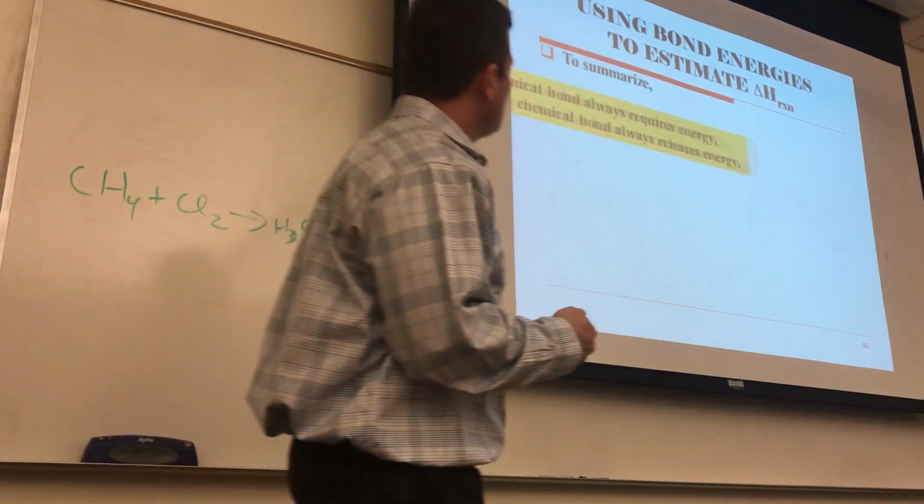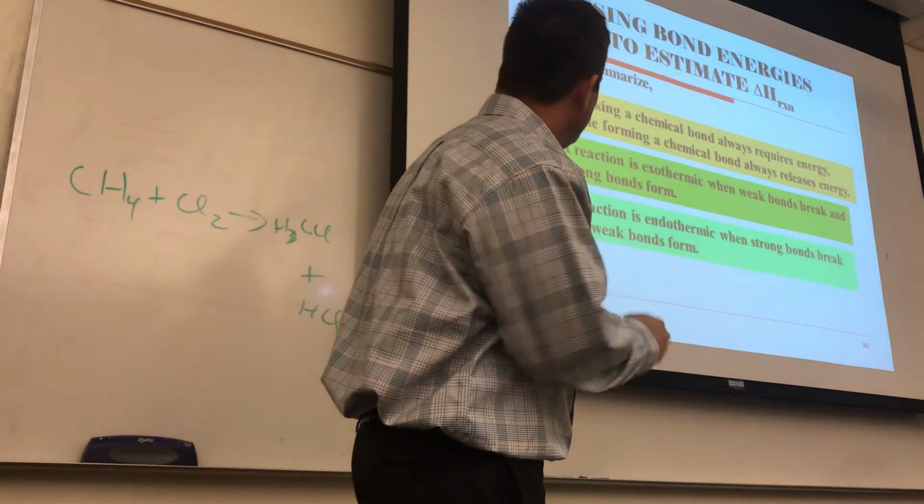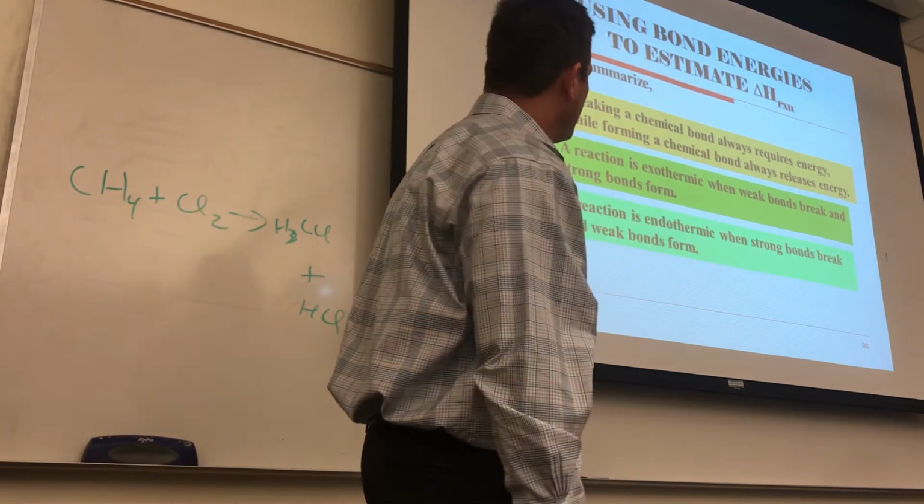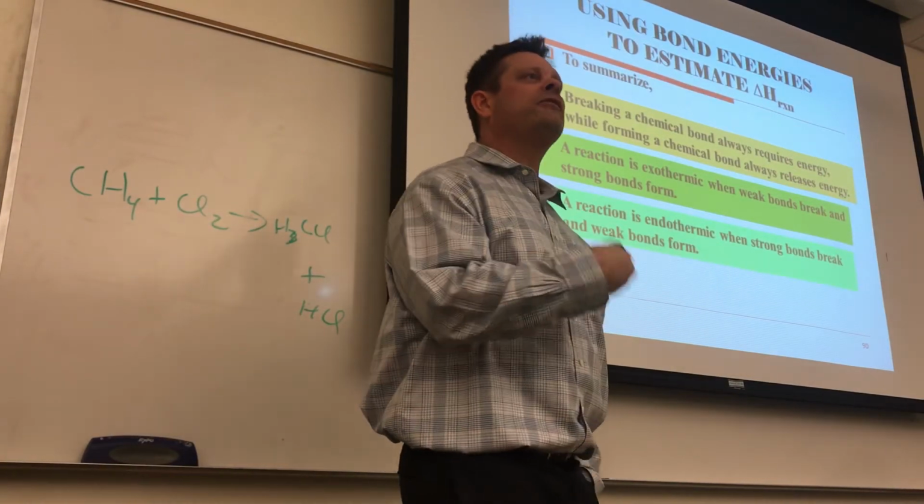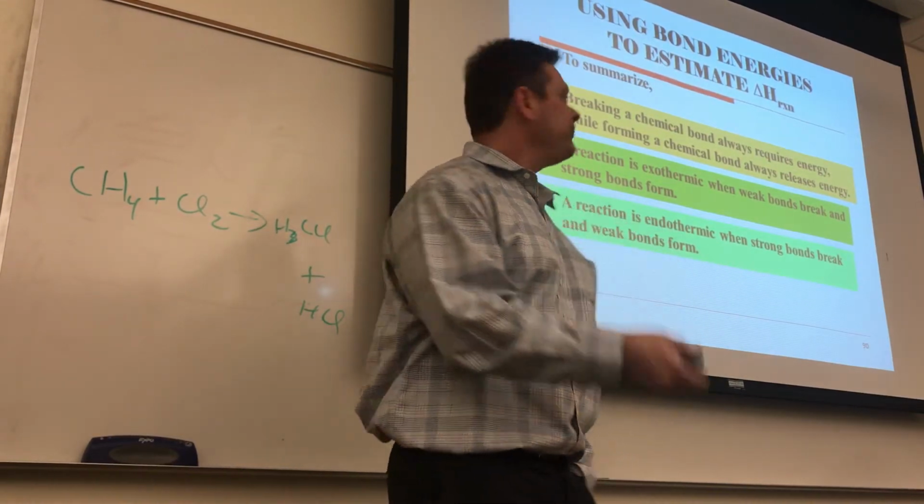Okay, so I hear we're going to get something else, so I guess this is just going to give pretty straightforward. Breaking chemical bonds always requires energy. Forming chemical bonds, you always get energy back. Right. Hence the plus and the minus.